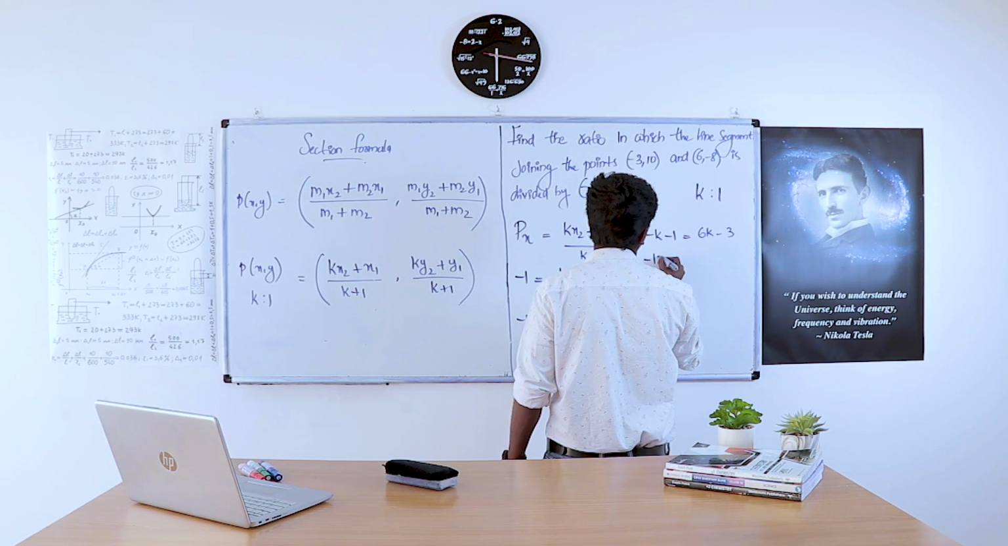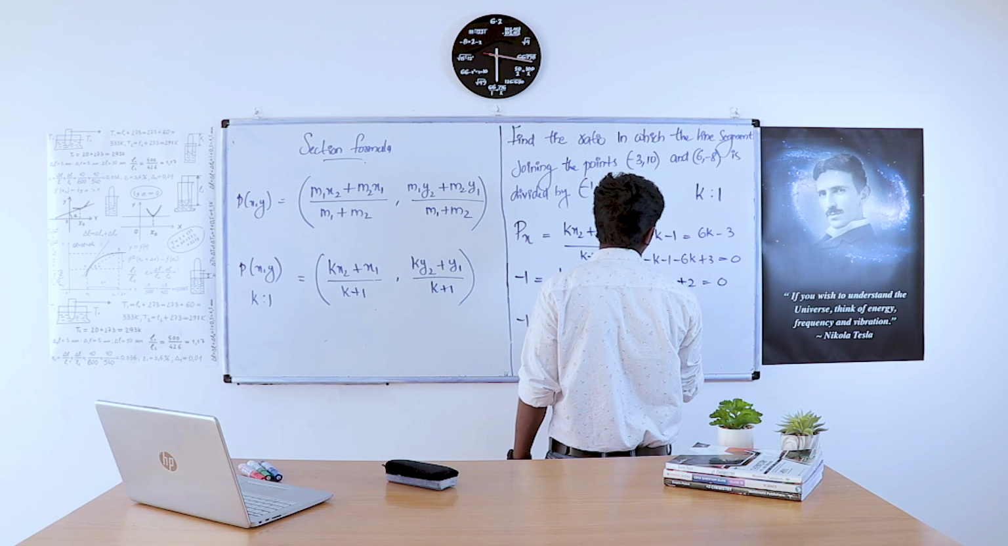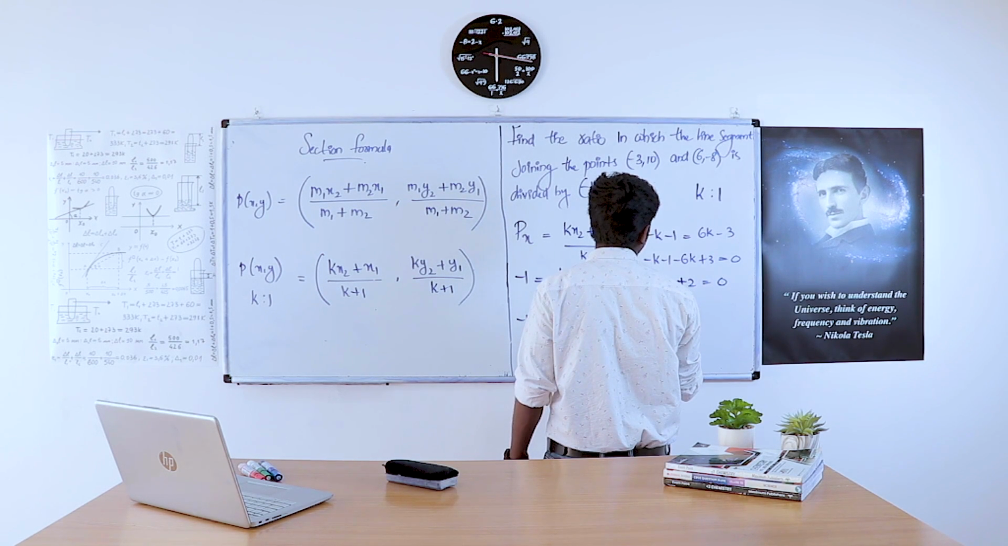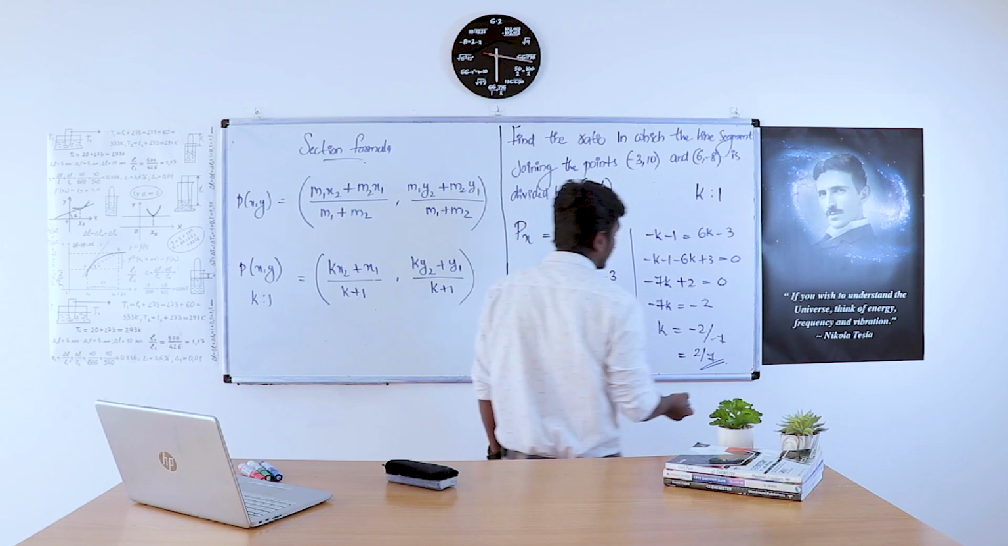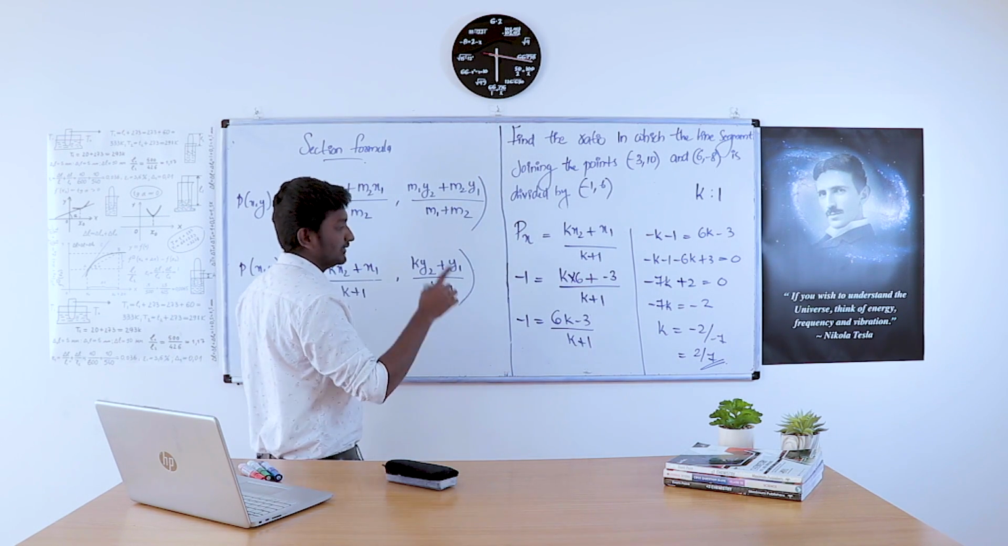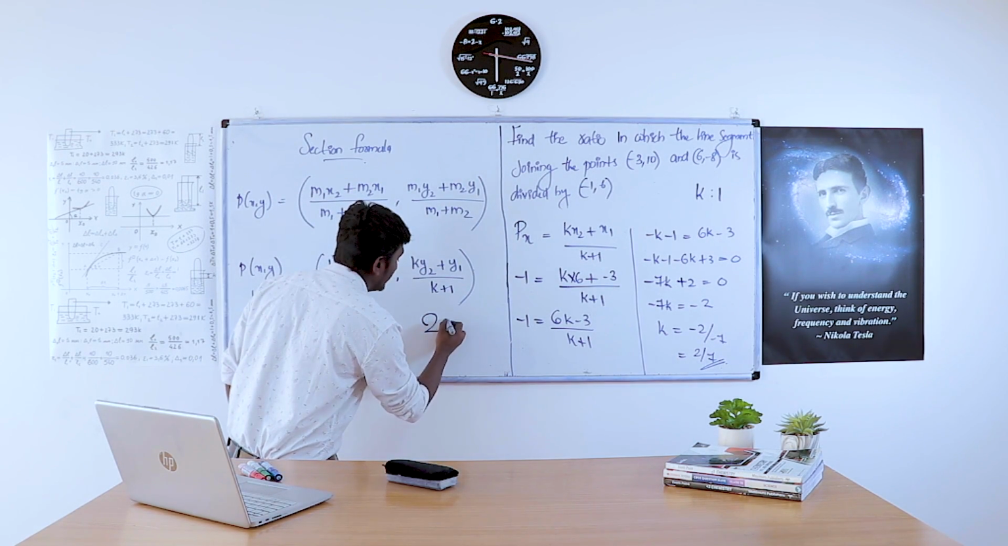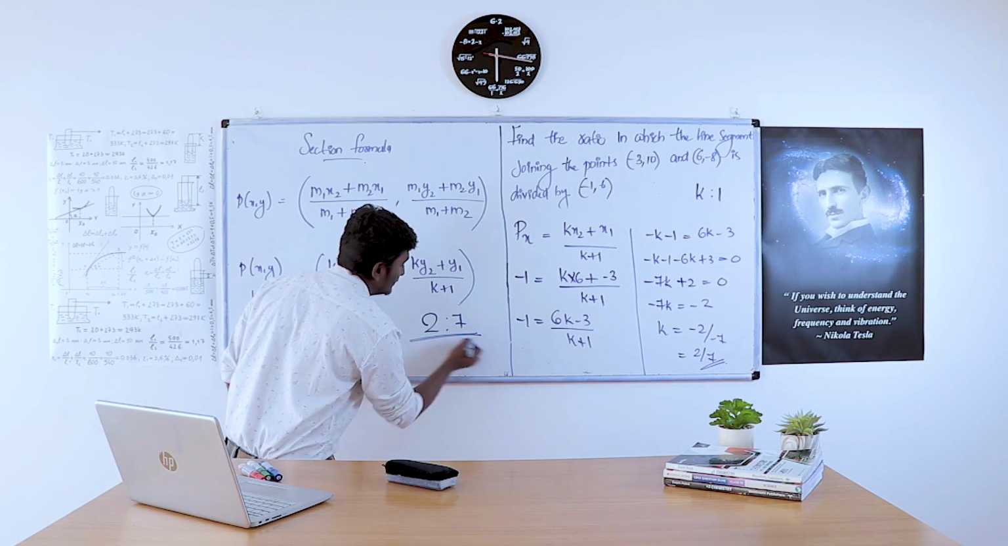So minus k minus 1 minus 6k plus 3 is equal to 0. Minus k minus 6k is minus 7k, and minus 1 plus 3 is 2. So minus 7k plus 2 is equal to 0. What happens? That is, minus 7k is equal to minus 2. So k is equal to minus 2 by minus 7, which is 2 by 7. Which means that the ratio in which the line segment is divided is 2 is to 7.